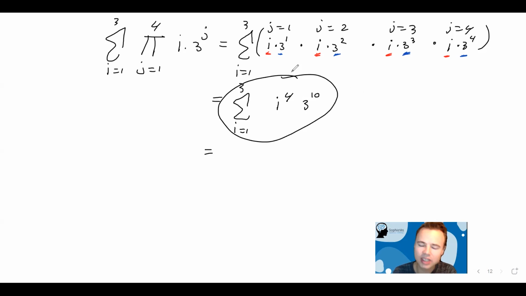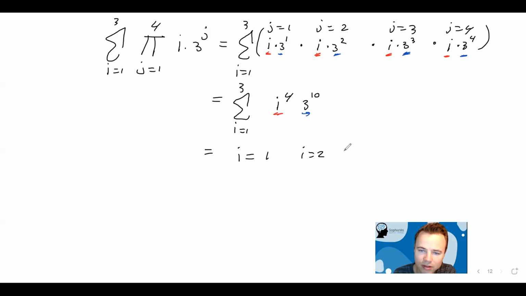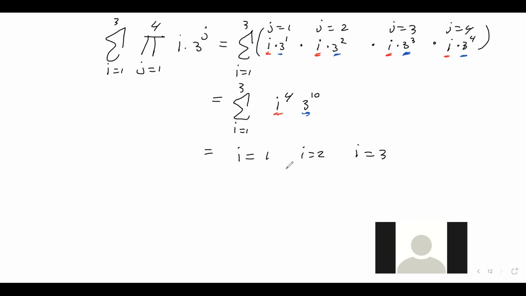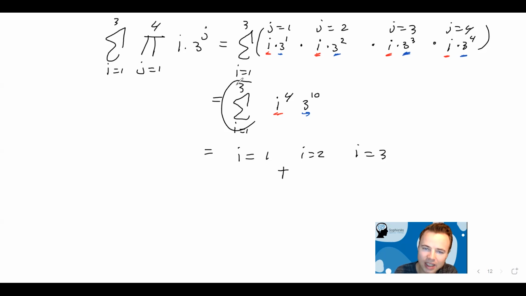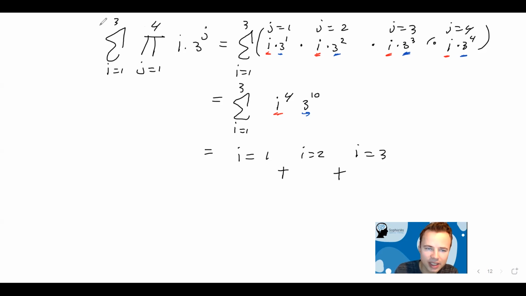So now we have to solve this summation here. How would you solve that summation? I know i is 1. Yes. Then i is 2. Then i is 3. And what kind of sign do I put in between? Here you use the plus. Yes, because this is a summation sign. So because the other one was a product operator, we do a times in there. And because this is a summation sign, we do a plus sign here. Okay. So I get 1 with the power of 4 times 3 with the power of 10. Then 2 with the power of 4 times 3 with the power of 10. And then 3 with the power of 4. Yes.